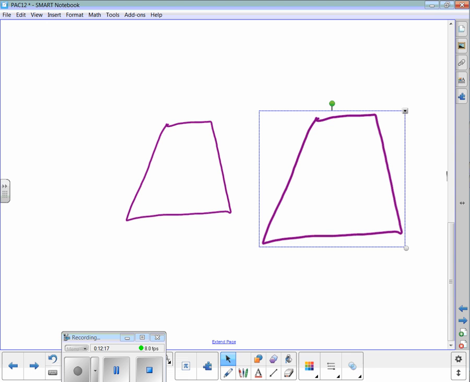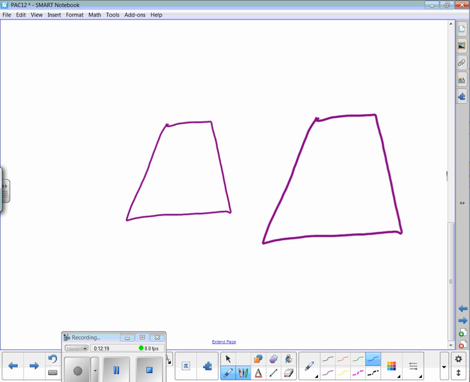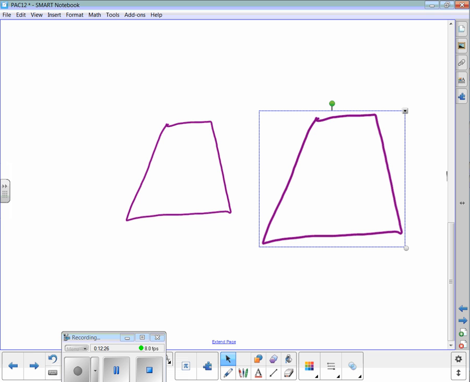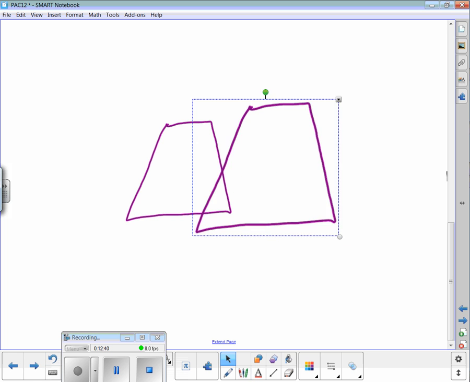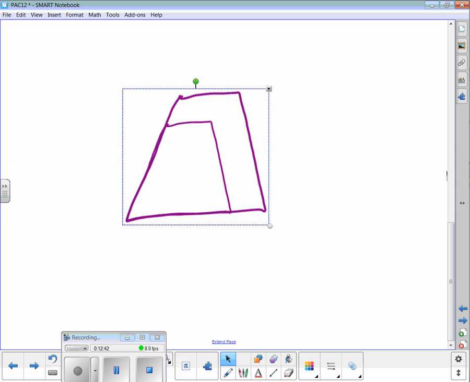Now looking at them, what can you tell me about the angles of similar polygons? What can you tell me about the angles? For example, let's take a look at this angle right here and this angle right there. What do you think? Well, hopefully you say, hey, those look congruent. Here, I'll prove it to you. I'm going to take the shape, I'm going to move it right over top, and lo and behold, aren't those angles exactly the same size and shape?